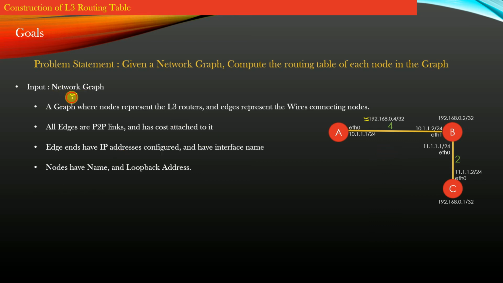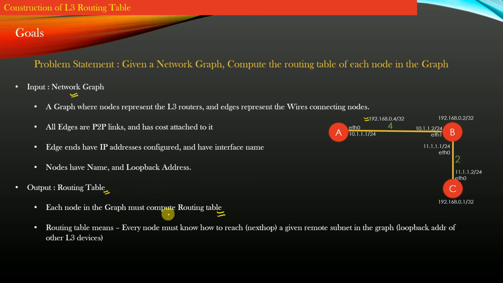So this is the input to our algorithm which computes the routing table, and the output will be the routing table of each node of the topology. So each node in the graph must compute the routing table, and this will be our output. And here routing table means that every node must know how to reach a given remote subnet in the graph. Here our remote subnet is nothing but the loopback address of other L3 devices. So it simply means that router A must know how to reach the loopback address of router B and the loopback address of router C.